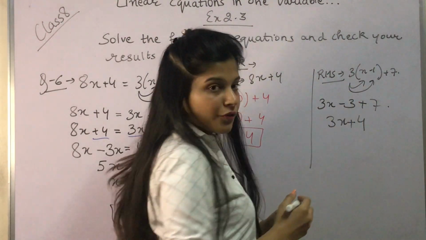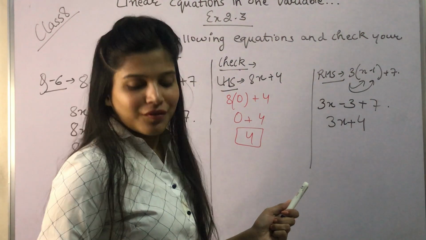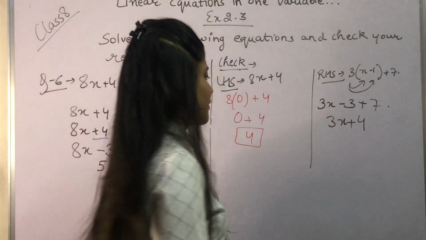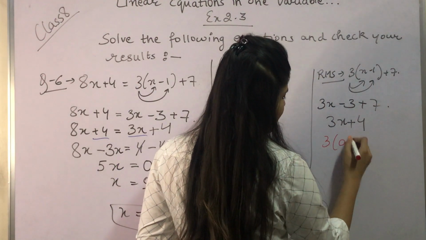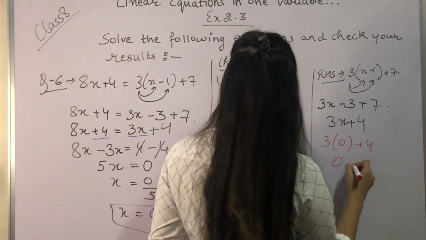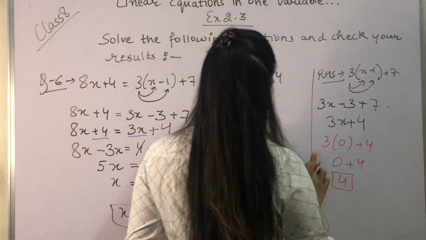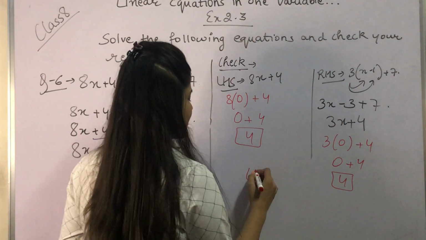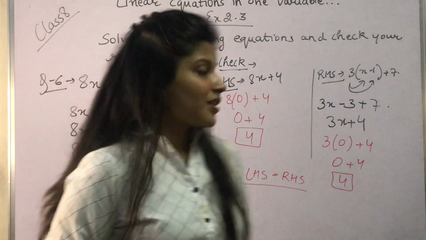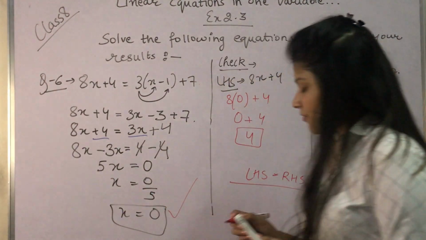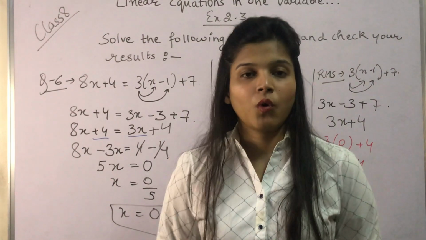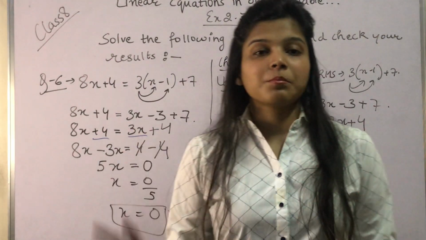So 3x plus 4 आया. Now we will put the value of x. Alright, first we will solve, then we will put the value of x. So 3, 0 plus 4 and 3 into 0 is again 0. So 0 plus 4 is 4. So again now LHS equals to RHS. So LHS equals to RHS, which means that our answer is correct. X की value in this question is 0. Okay, so this was our question number 6.